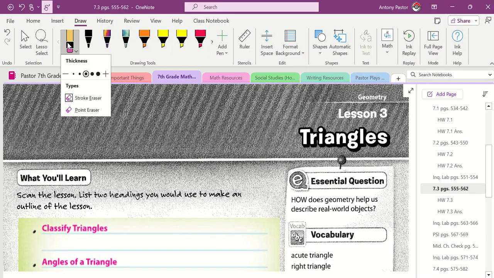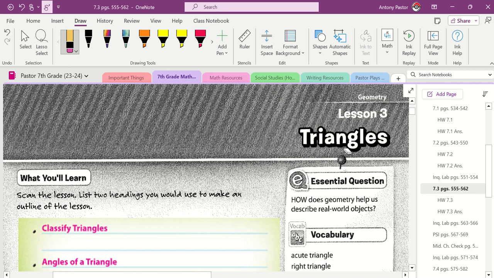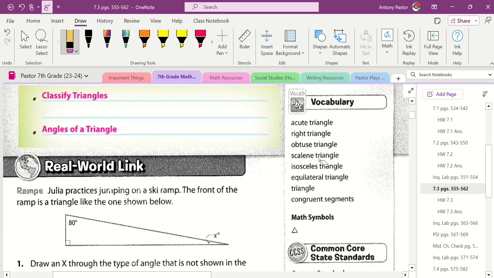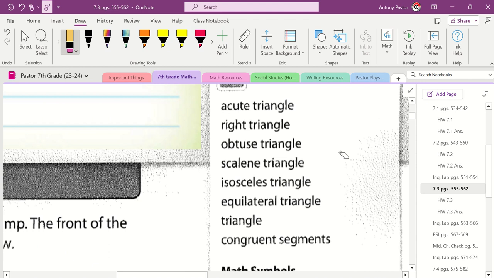All right, today we are doing chapter 7, lesson 3. We're going to be dealing with triangles. Before you guys freak out and start writing these down, don't. These are what we're going to be covering in this lesson: acute triangle, right triangle, obtuse triangle, scalene triangle, isosceles triangle, equilateral triangle, triangle, and congruent segments.